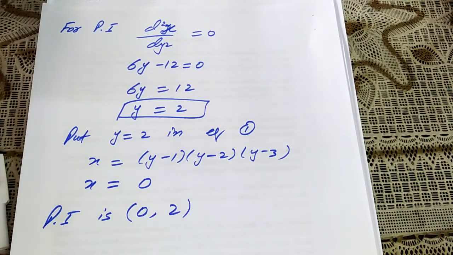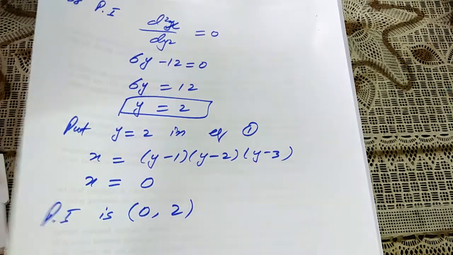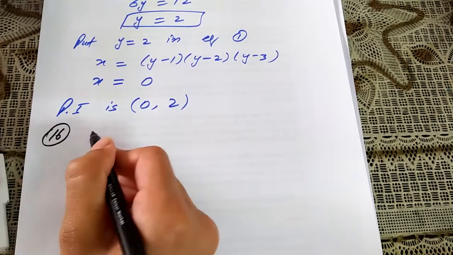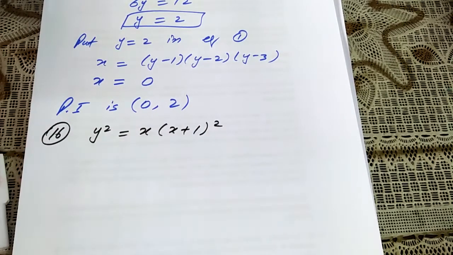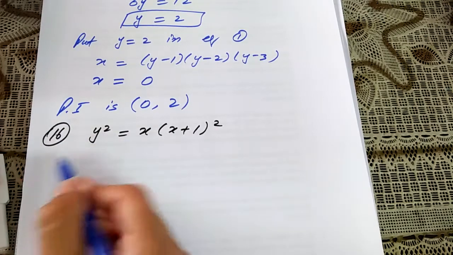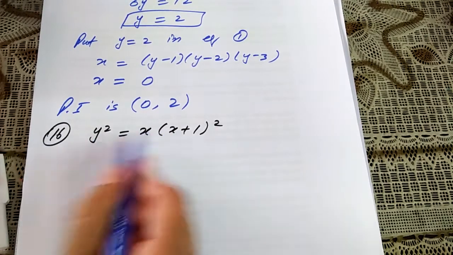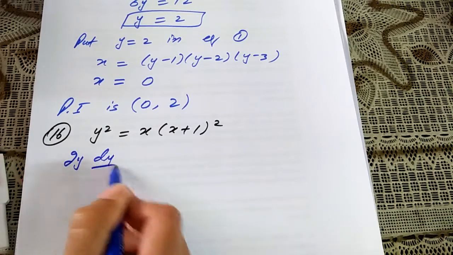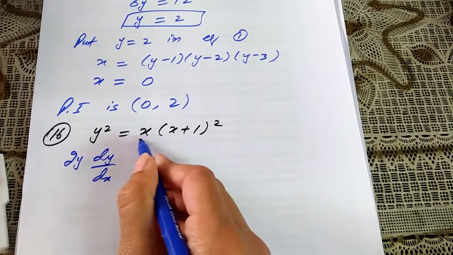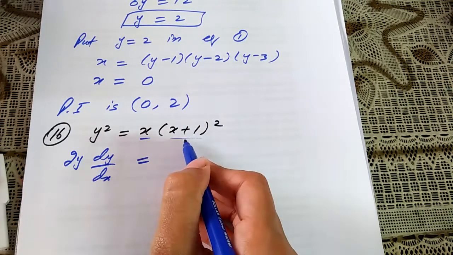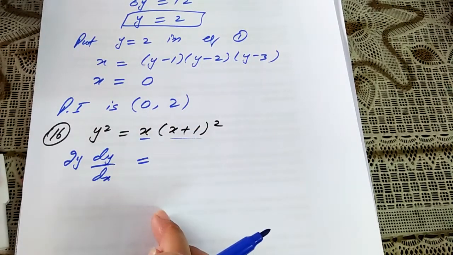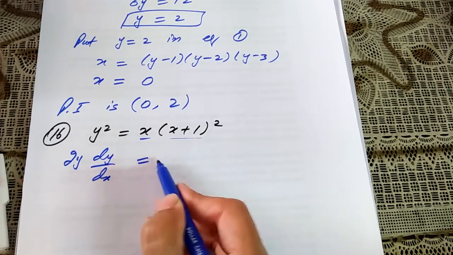Now question number 16. Y square is equal to x times (x plus 1) whole square. Take the derivative with respect to x. We will get here 2y dy by dx is equal to, use the product rule here, or it's up to you. You can just open the square term, simplify it and then find the derivative. I am directly finding the derivative using the product rule.